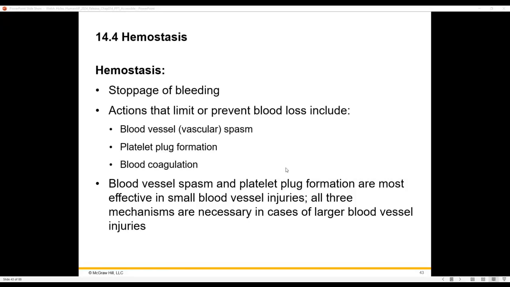Hemostasis. This is the stoppage of bleeding. The actions that limit or prevent blood loss include blood vessel or vascular spasm, platelet plug formation, and blood coagulation. Blood vessel spasm and platelet plug formation are the most effective in small blood vessel injuries. All three mechanisms are necessary in cases of larger blood vessel injuries.